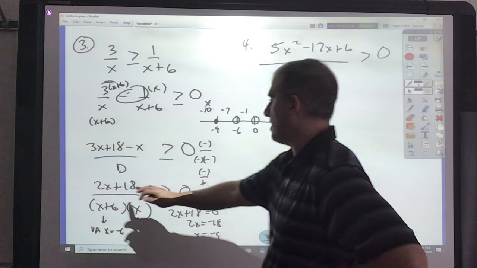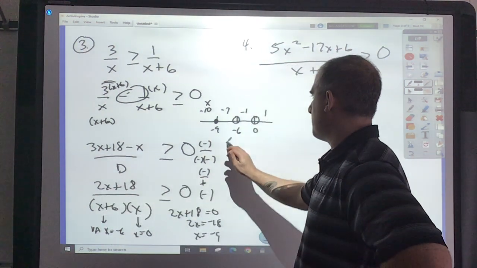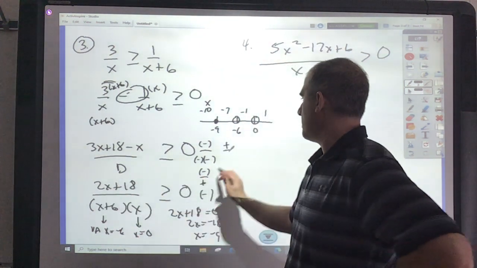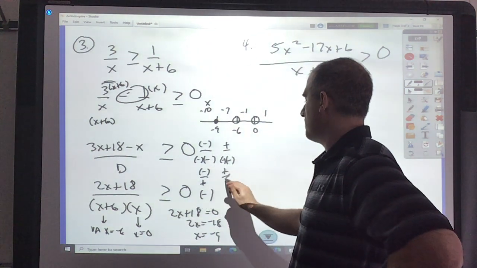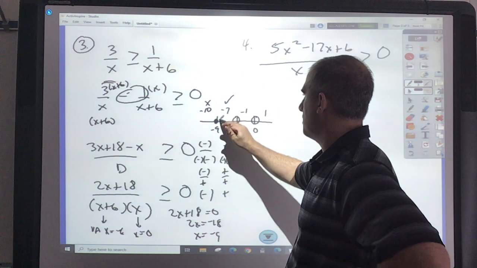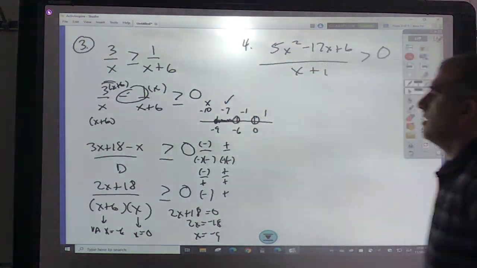Then I want to try negative 7. That would be negative 14. That ended up being a positive there. Negative 7 in there would be a negative. This would be a negative. That'd be positive over positive, which would be positive. That's good. Okay, all right.